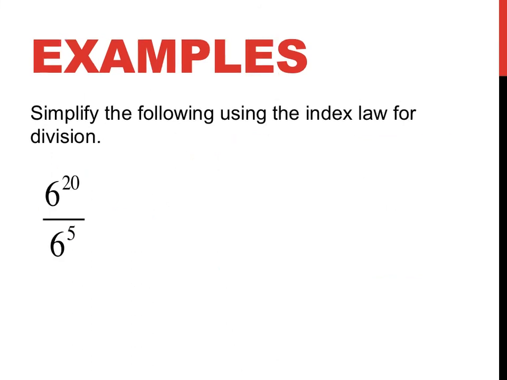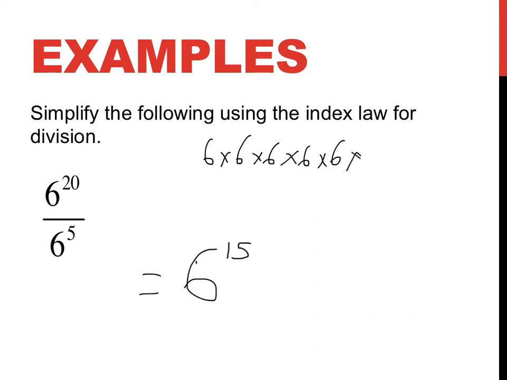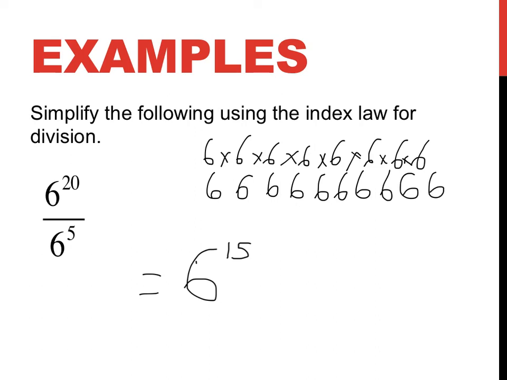Let's have a look at this example. Simplify the following using the index law for division. Now my 6 will come out because the base is the same. 20 minus 5 becomes 15. Don't believe me? All you can do to check is count: 1, 2, 3, 4, 5, 6, 7, 8, 9, 10, 11, 12, 13, 14, 15, 16, 17, 18, 19, 20.